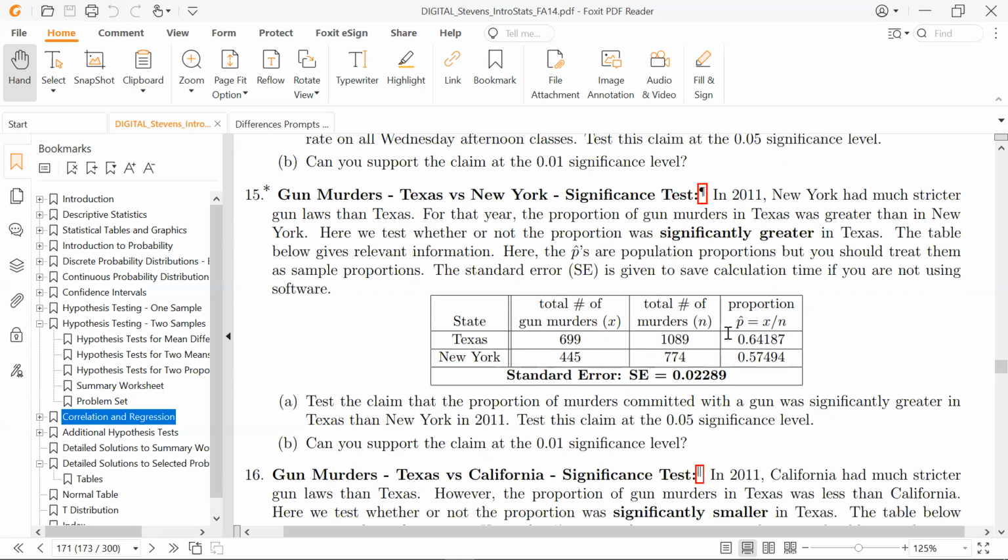Okay, so we're going to try to say p sub Texas is the same as p sub NYC, or that's H0. And then for H1, we're going to say p sub Texas is greater than p sub NYC.